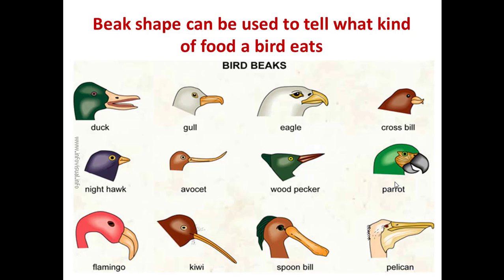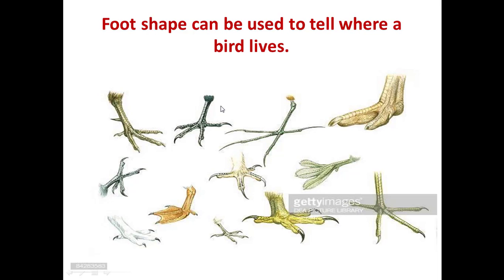And beak shape, as we said, can be used to tell what kind of food a bird eats. Each bird has its own beak shape, based on the food. And we said foot shape can be used to tell where a bird lives. For example, this type of foot tells us this type of bird lives near the water. So the foot shapes are different based on the environment.